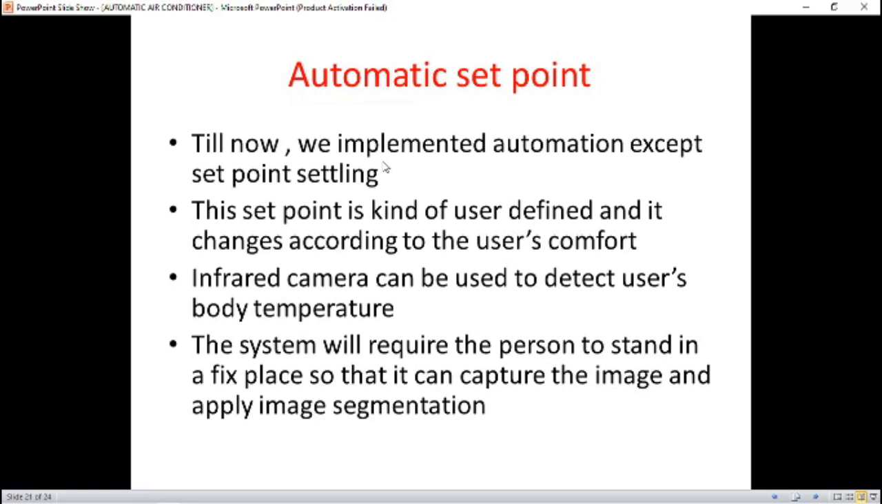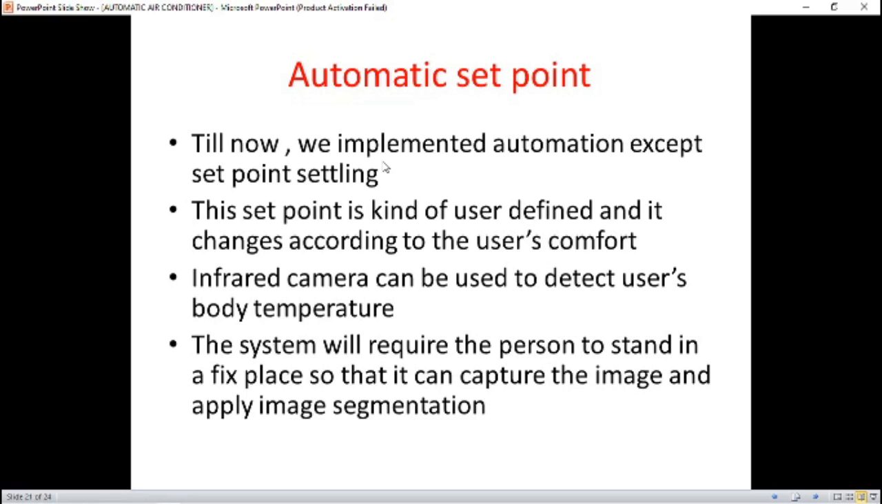Now, till now what we were doing is trying to implement automation, but what we couldn't do is make the set point automatic. We were just setting the set point, which is simply controlling the remote, that 20 degrees centigrade or 24 degrees centigrade. That was the problem, and it is genuinely a problem, because the temperature zone in which we are comfortable changes from person to person.